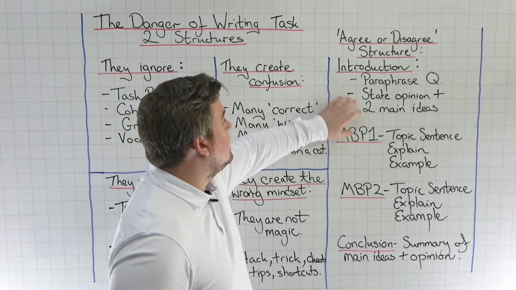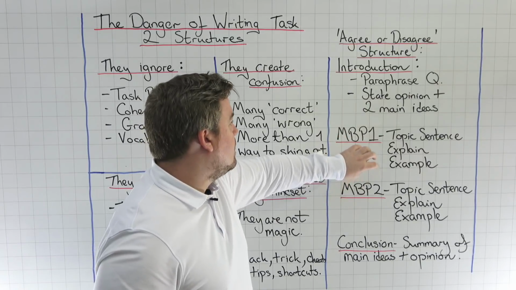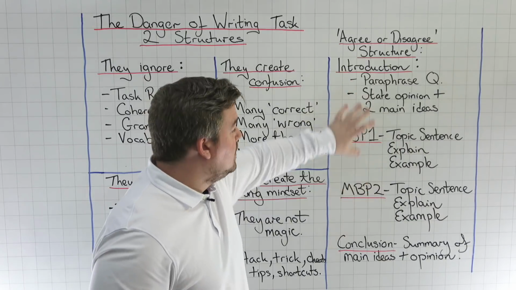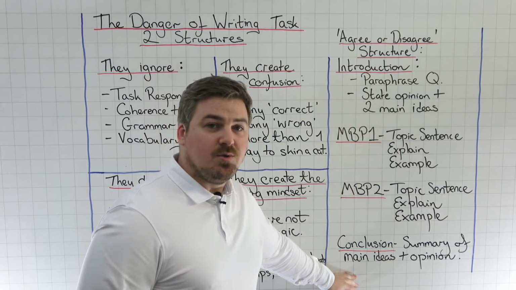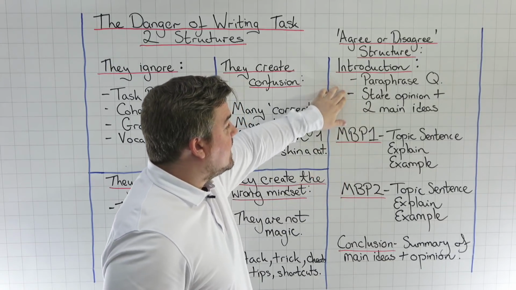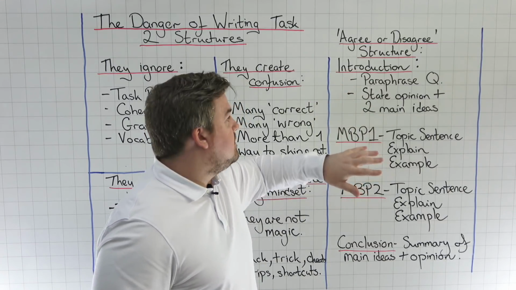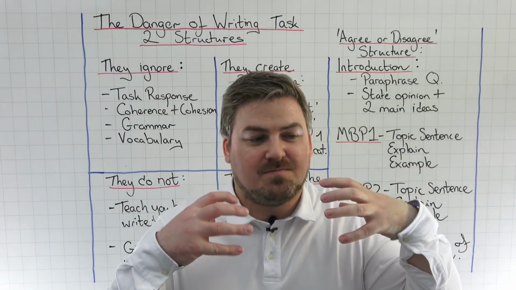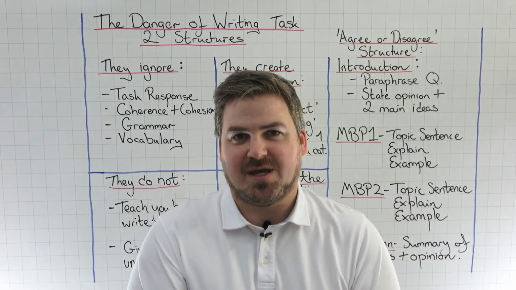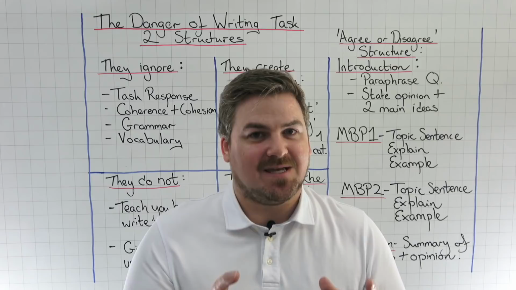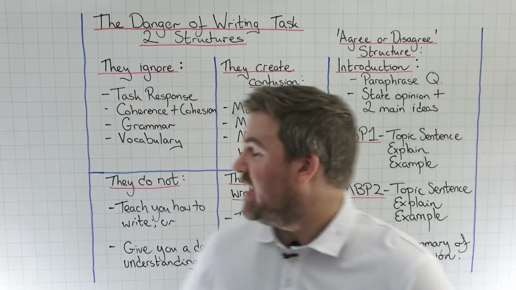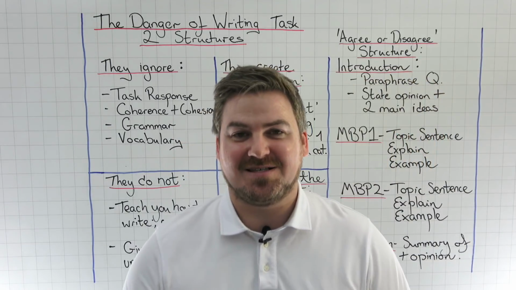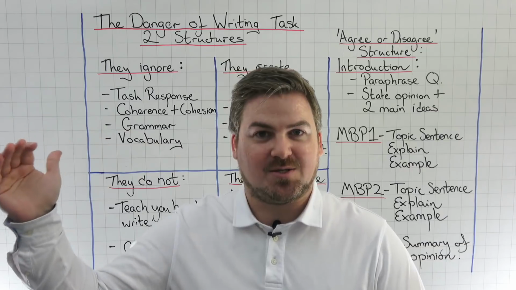Okay, so this is a basic structure for a Task 2 agree or disagree essay. We have 2 main body paragraphs, an introduction and a conclusion. So 4 paragraphs, and then we tell you very basically what to put in them. Students love these because it helps them create an essay without thinking too much about what to put in it. But as I said, there are big dangers with these structures. So the first one is they ignore most of the things that actually contribute to a high score.